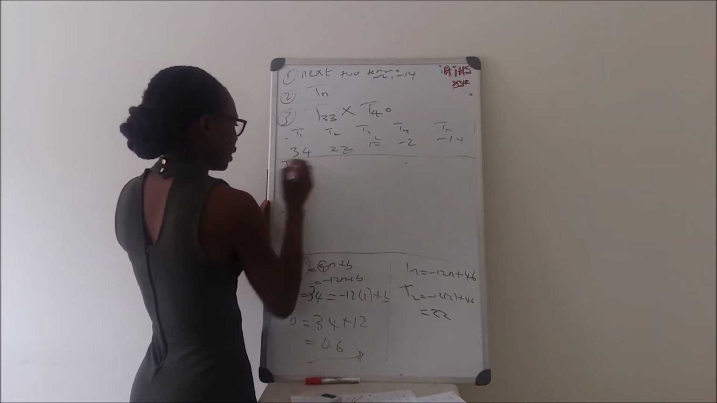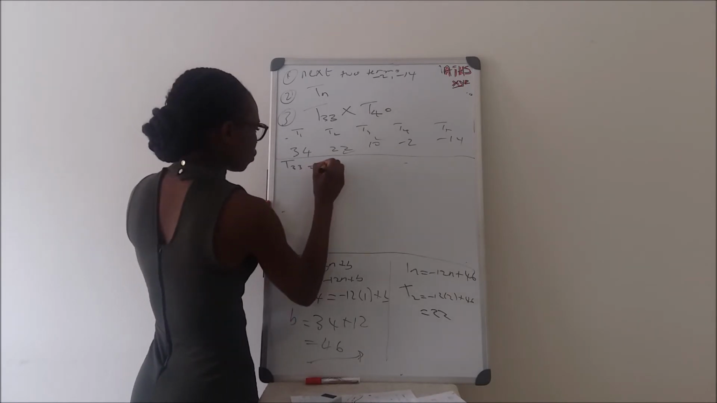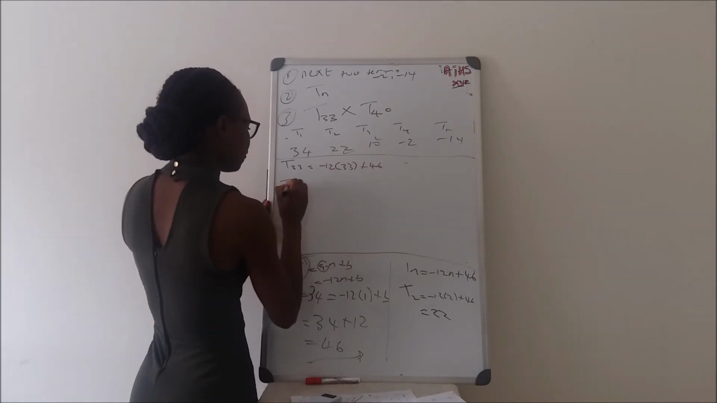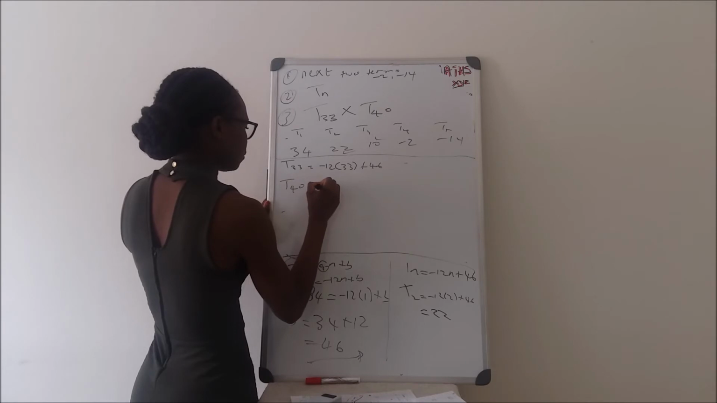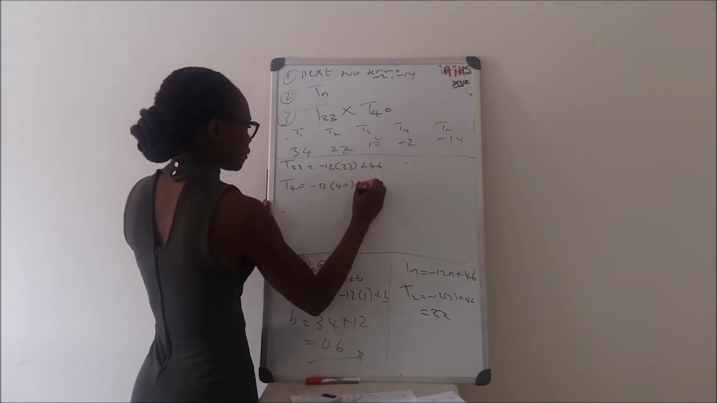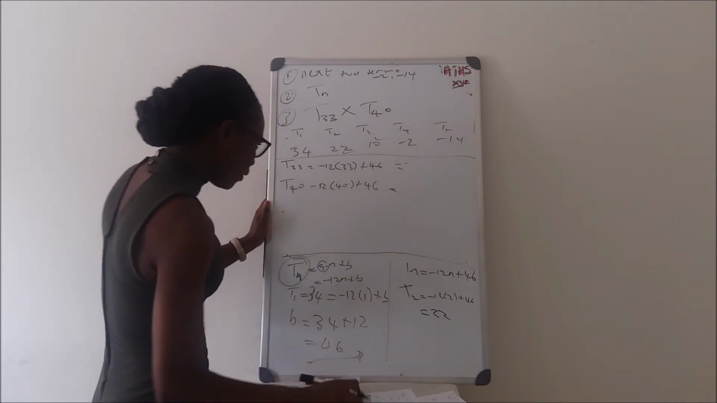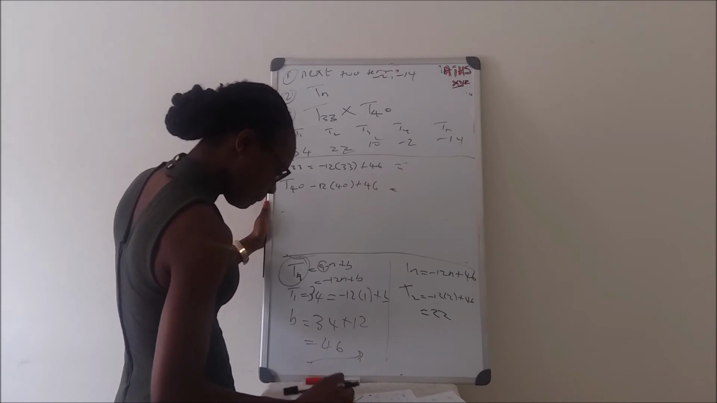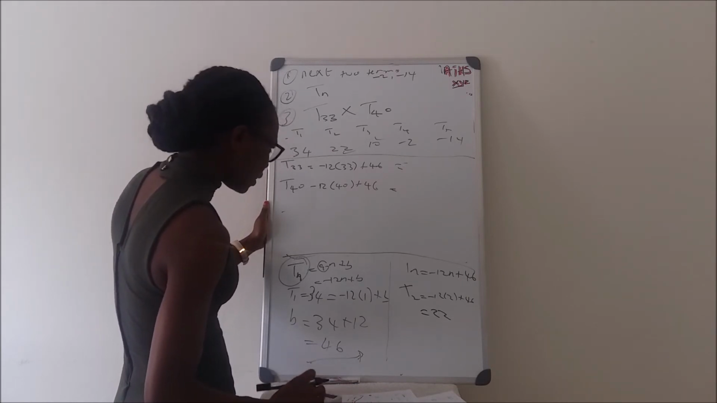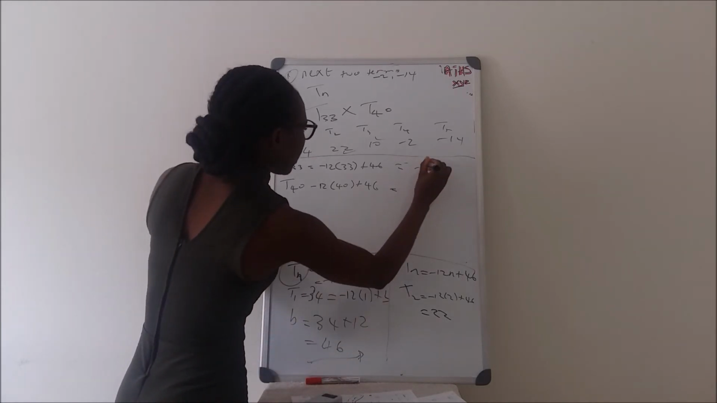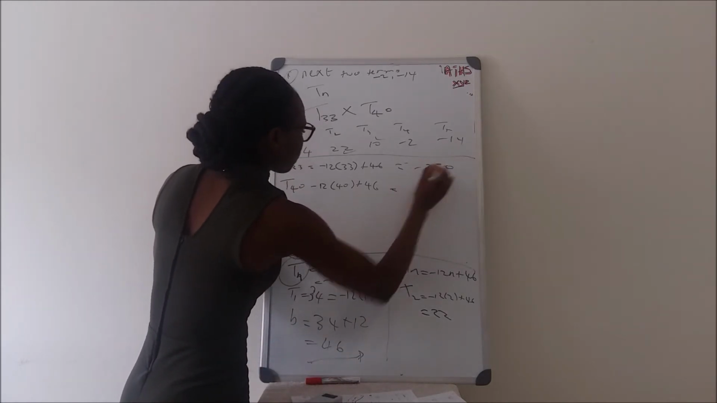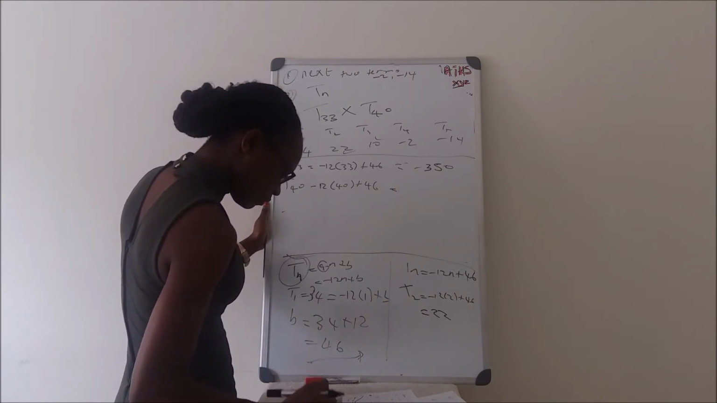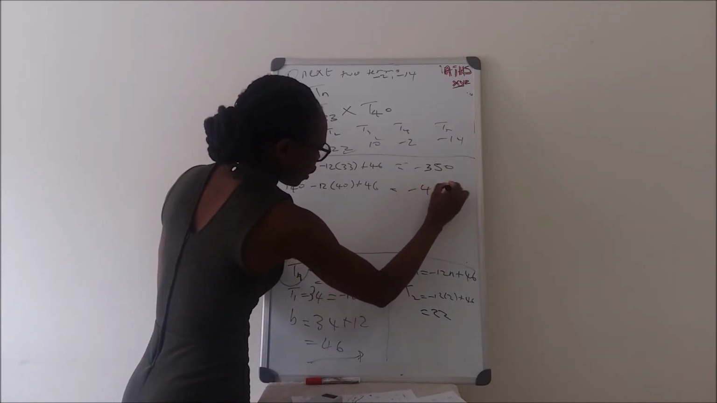So T33, the expression that we have is negative 12 into 33 plus 46. And then T40, we have negative 12 into 40 plus 46. So what we have here is negative 12 multiplied by 33 plus 46. So this is negative 350. And with this one here, it will be negative 12 multiplied by 40 plus 46, which will be negative 434.